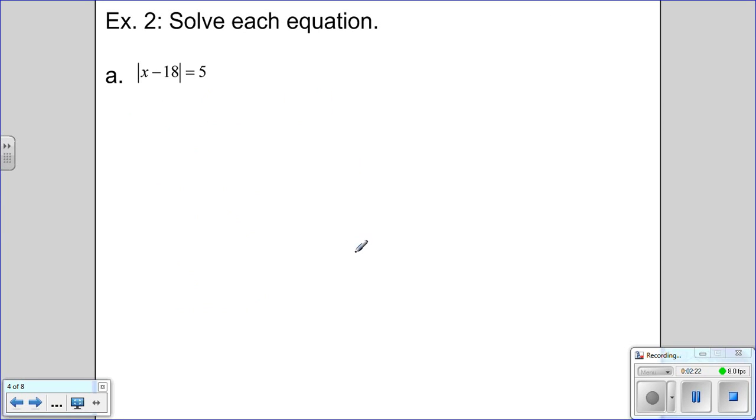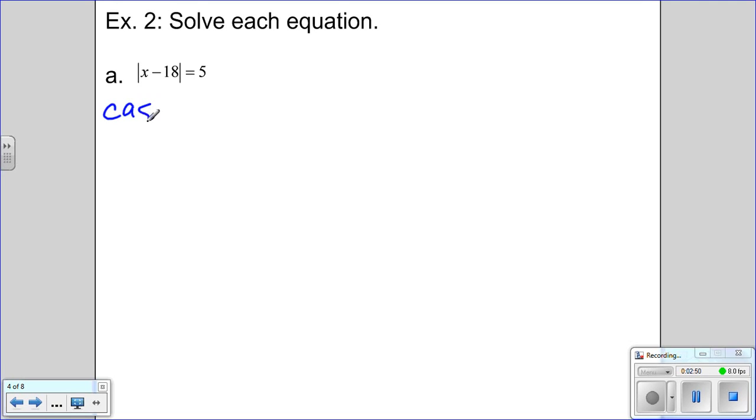All right, let's try an equation. So we learned a couple slides ago that sometimes absolute value equations have two solutions. The reason is, in this case here, the absolute value of x minus 18 equaling 5, there's two possibilities, right? We could have the absolute value of negative 5 equaling 5, or we could have the absolute value of positive 5 equaling 5. So you need to set up two cases anytime you're solving an absolute value equation.